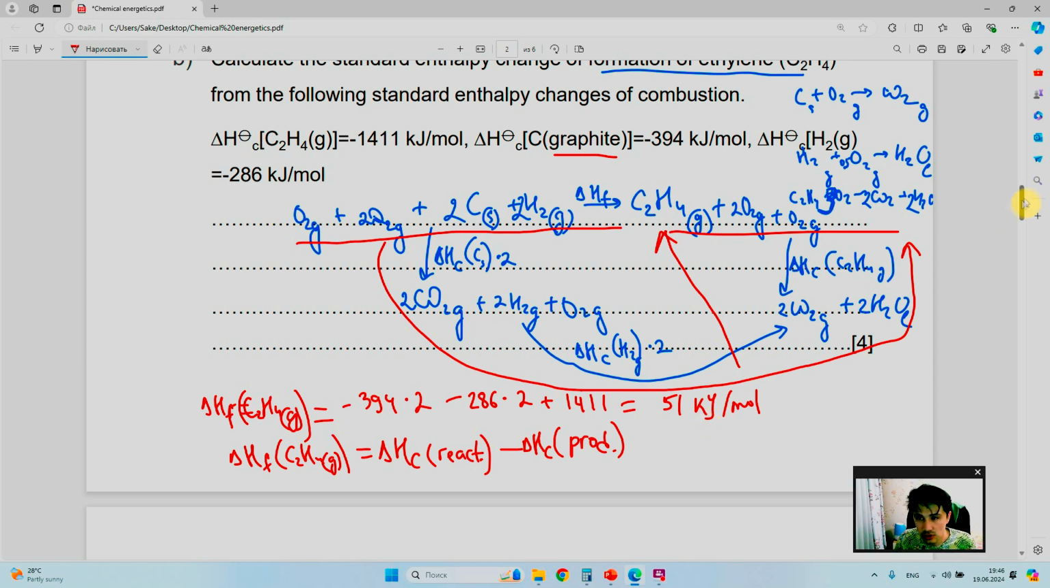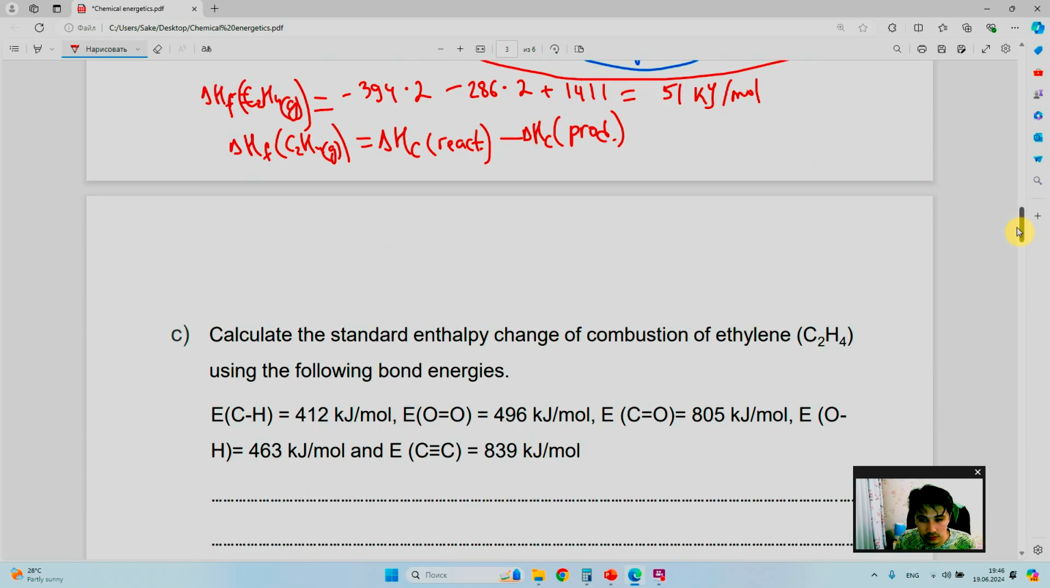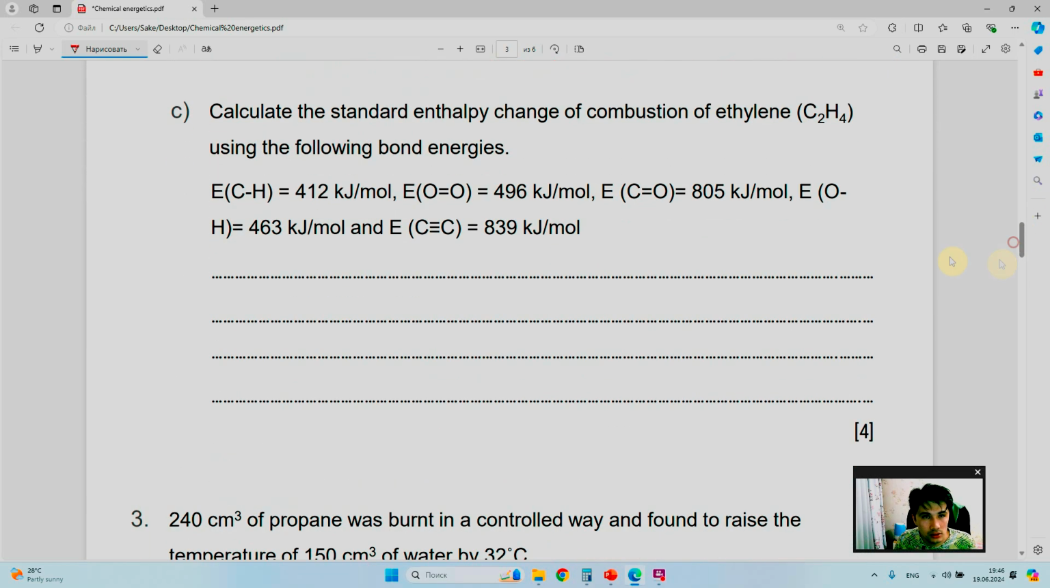Okay, let's move on to the next part. Now we need to calculate the enthalpy change of combustion for the same substance, but using bond energies. So again, we need to first begin with the equation taking place here. So this substance is burned in a sufficient amount of oxygen to give us only these products.